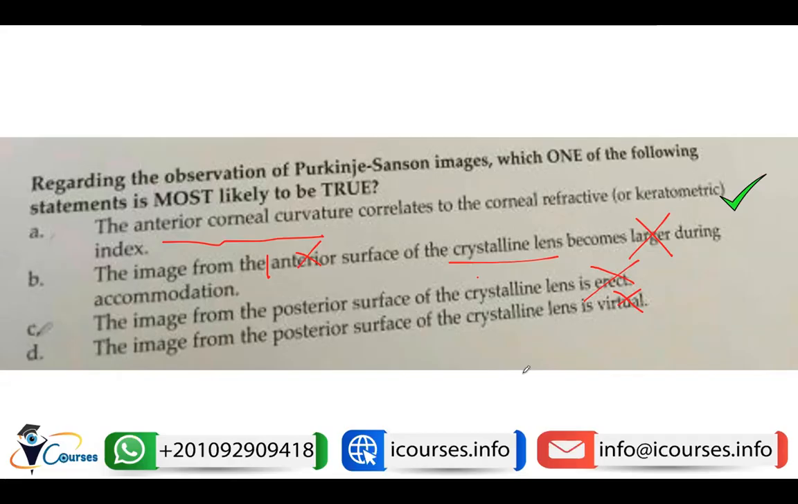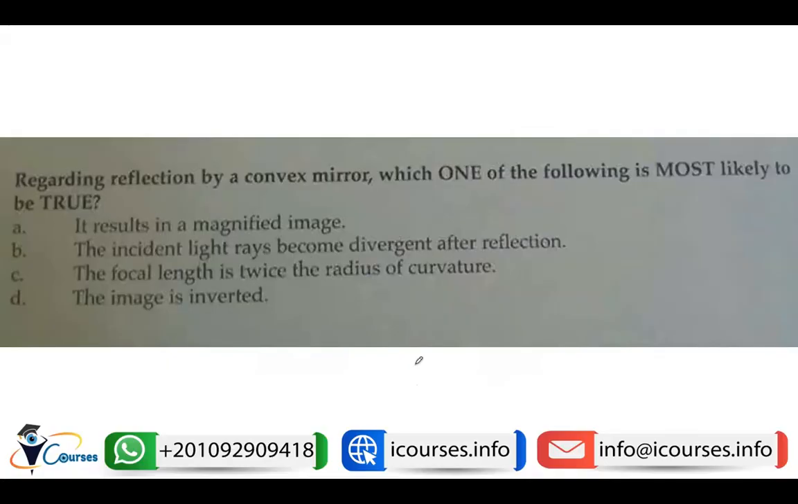Option A, the anterior corneal curvature, correlates to the corneal curvature or keratometric. It is said here it is keratometric. So if it only said the refractive index of the cornea, I would say it is wrong. But here it is mentioning it is a keratometric measurement. Without this word, I would mark it wrong. Okay, another question.